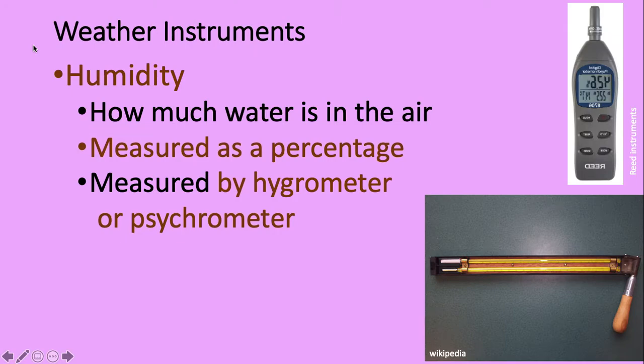Humidity. Humidity is how much water is in the air. It's measured as a percentage, and it's measured with an instrument called a hygrometer or a psychrometer. So 100% humidity is when the air is saturated with water. There's the most water vapor in the air that there could possibly be. A low percentage for humidity means it's dry.